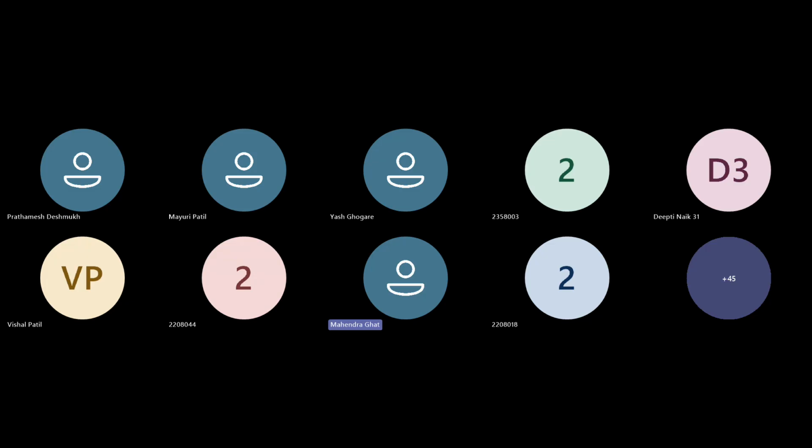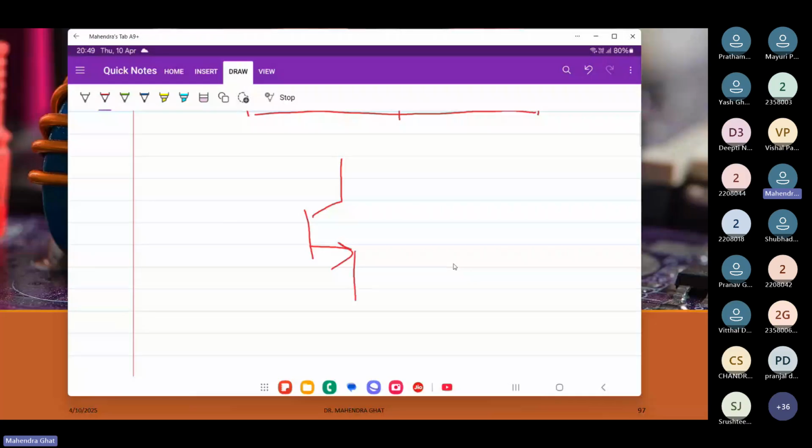Generally, when we design any power electronics, we will have a controller. So again, I will share my screen to draw something. Suppose this is the switch. Sorry, I had not shared. Now is it visible? Yes, sir.